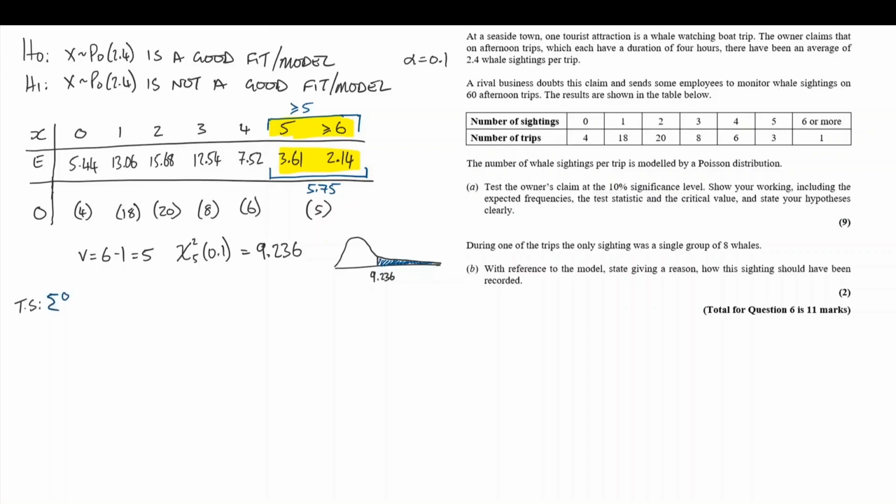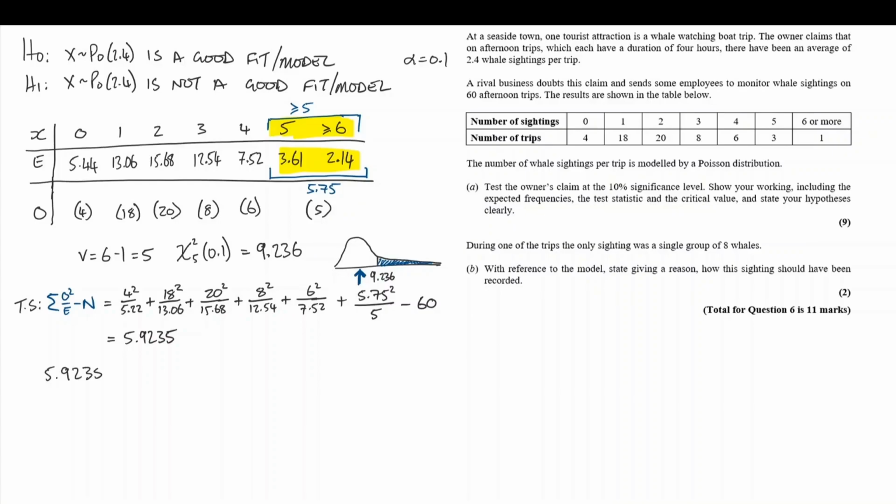Now we can do the hard work of finding our test statistic. Test statistic comes from the observed squared divided by the expected, and we'll do that all the way through for each of these corresponding values. After I've summed all of those pairs together, we'll subtract 60. Okay, and then into our calculator, and we get a test statistic of 5.9235. Well, this is less than the critical value. 5.9235 is over here on the left.